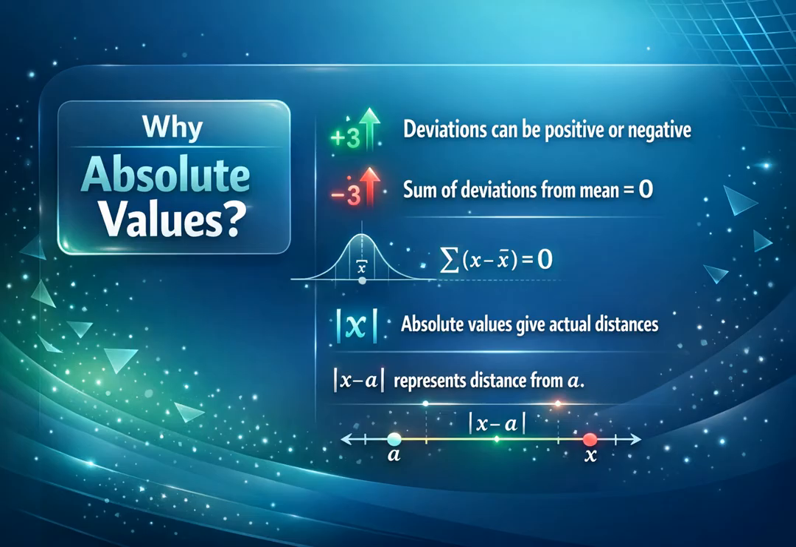Why use absolute values? Deviations from the mean can be positive or negative. In fact, the sum of all deviations from the mean equals 0. This is a mathematical property. If we didn't use absolute values, the mean deviation would always be 0. The absolute value represents the actual distance from the central value.